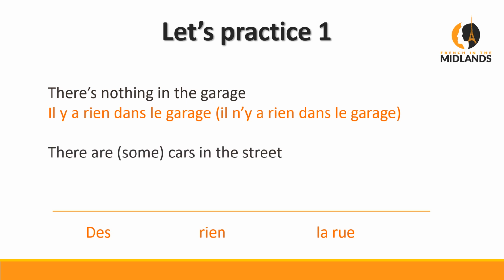There are some cars in the street. Okay, so this is a good example of some in use. In English, you don't say it. You say there's cars in the street. There's people in the street. In French, you have to put some in front. You can't have the word on its own with nothing in the front. It's just not possible.